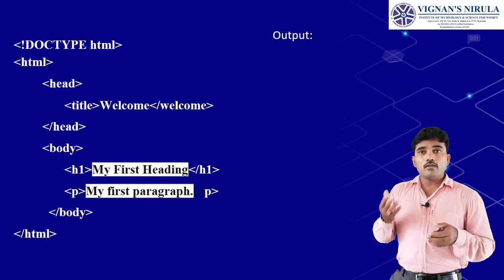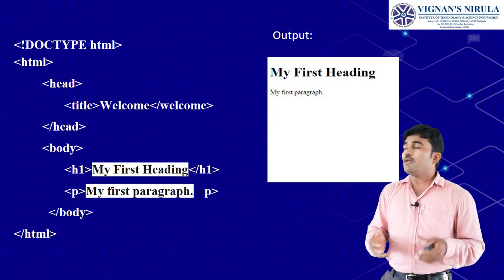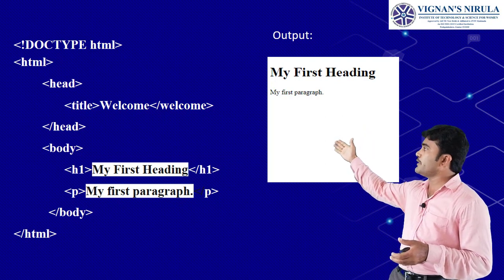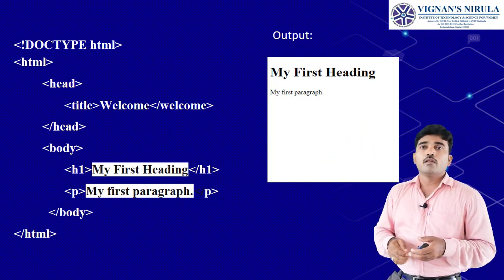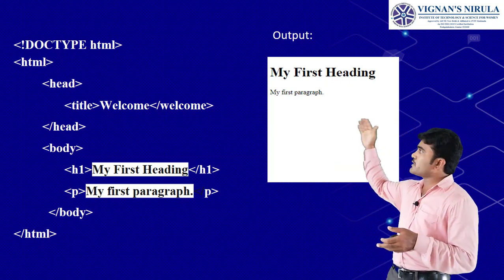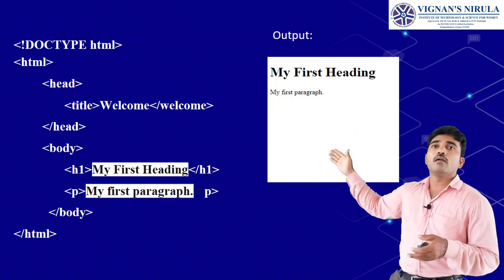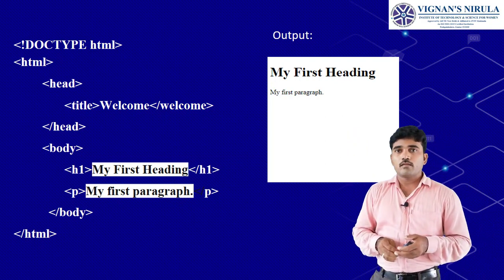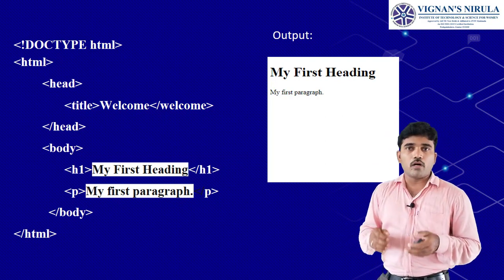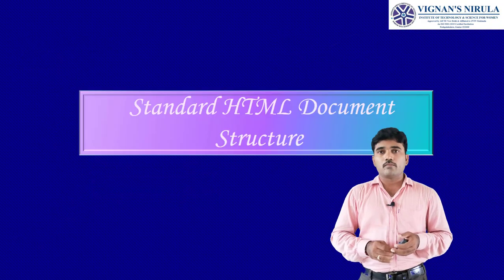Understand? How we are going to get the output for this HTML document: if you observe this output, the heading is displayed and the next paragraph is displayed. In this output, my first heading appears with a larger size when compared to my paragraph. Understand? So this is the basic structure of how we are going to write an HTML document.